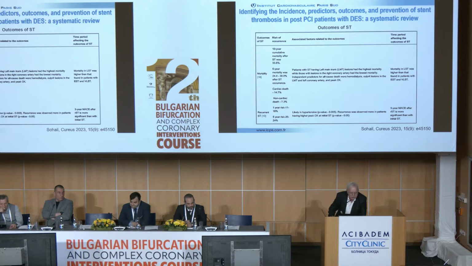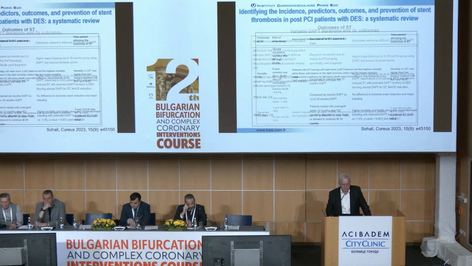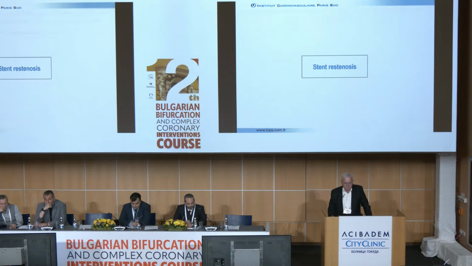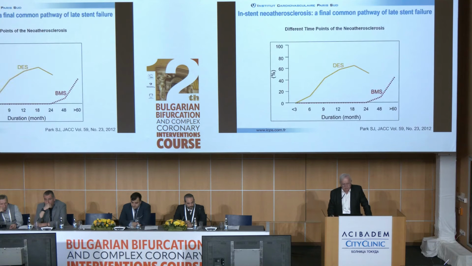It's occurring at 1 year between 11 and 16%, 5 years between 20 and 24%. The variable DAPT as a factor of stent thrombosis is a very complex subject that I'll probably skip. The second problem is stent restenosis.